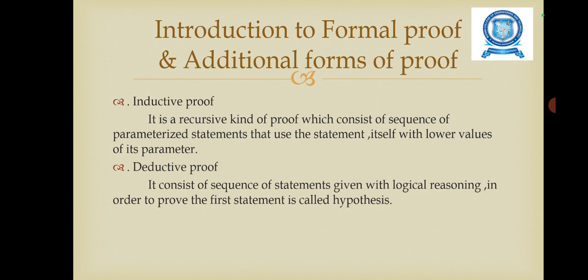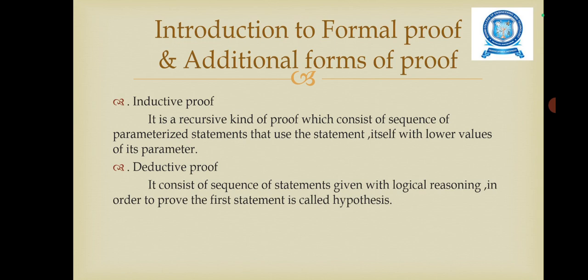There are two types of proof, inductive proof and deductive proof. First, we are going to see the definition of inductive proof. It is a recursive kind of proof. It consists of a sequence of parameterized statements that use the statement itself with lower values of its parameter.